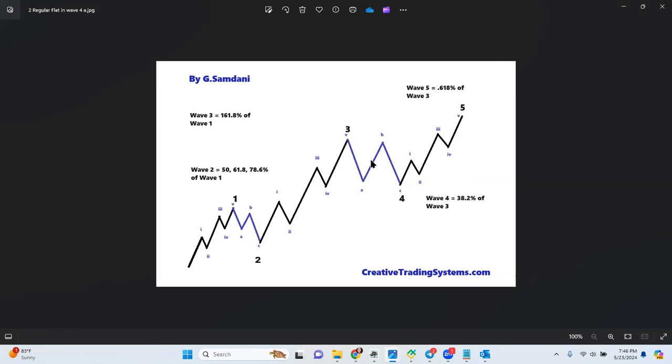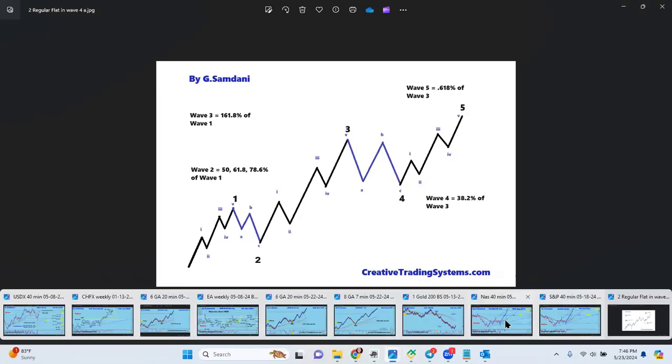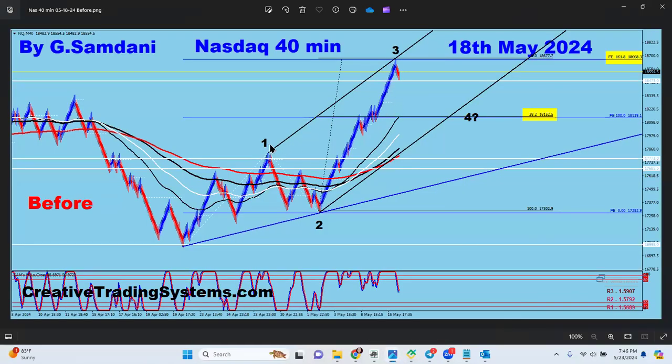Usually it is a flat correction, right? If you have a zigzag in wave two, you might have a flat correction in this area. A flat is mostly A equals B equals C, where C goes a little bit beyond A. So this is how wave four usually unfolds. So what is happening here? Well, I saw this happening, so I said, okay, this is wave one, this is wave two, and this is wave three, 161%.